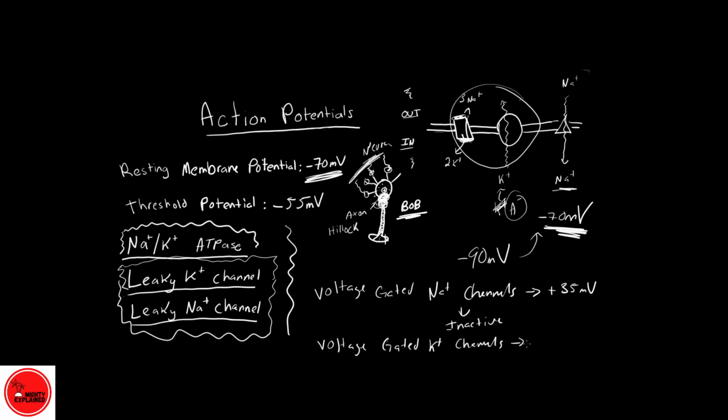And they are going to open. And what are they going to do? They're going to let potassium out of the cell. They're going to push potassium out of the cell. And what's that going to do? That's going to make the inside more negative. And it's going to go all the way down to negative 70. No, it doesn't, because these voltage gated potassium channels are slow.